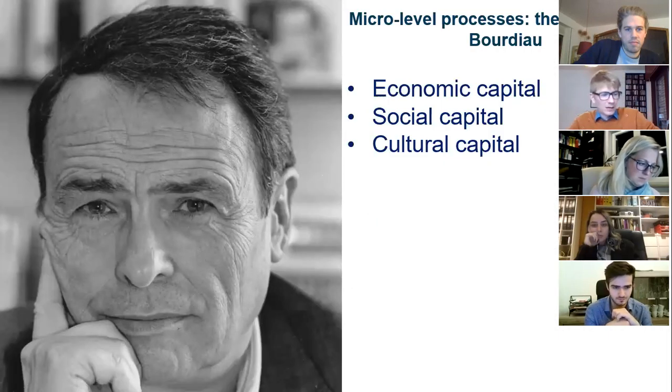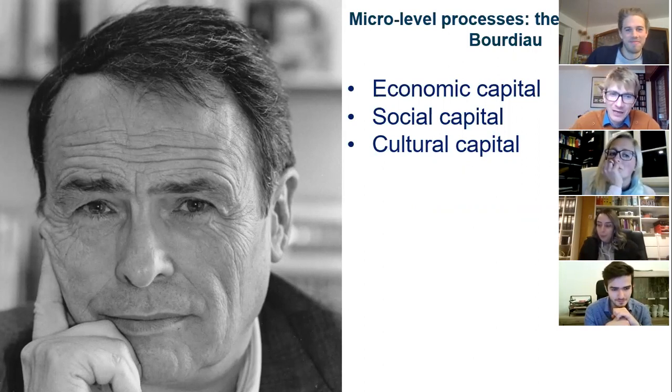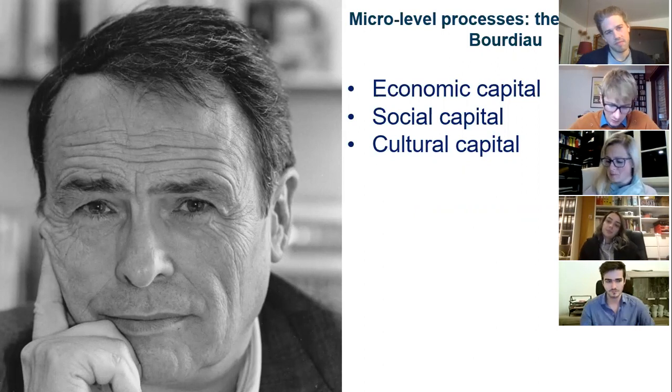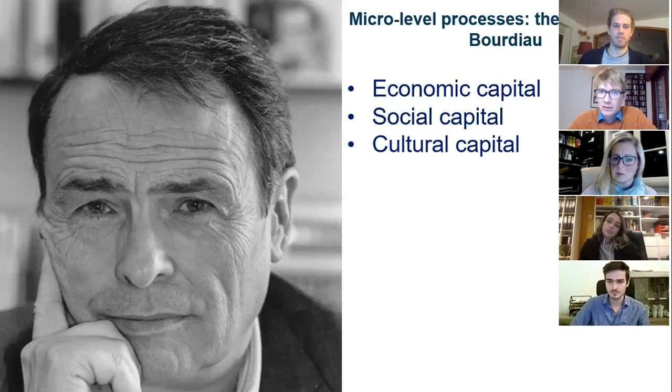But in order to do so, what do we know? When we talk about micro-level processes and potential entry points for studying, and I misspelled Bourdieu, that's very bad. For micro-level processes, I think particularly relevant, besides psychological approaches maybe, is to consider the different capitals that Bourdieu distinguished between, right? So he made this distinction between economic capital of an individual, social capital, and cultural capital.